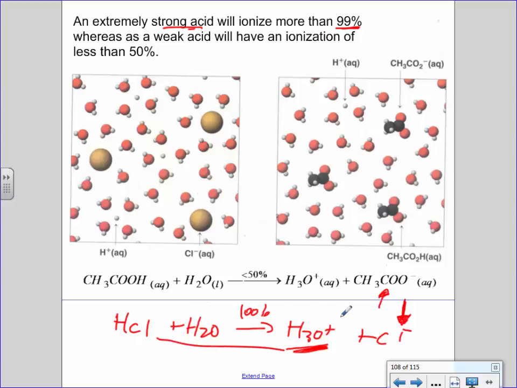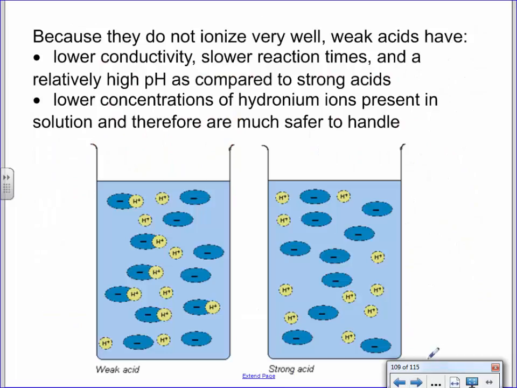Okay, let me finish this off here. This is kind of the key slide. Because they don't ionize well, weak acids have lower conductivity, slower reactions, and they would actually have a higher pH technically because they produce less H3O.